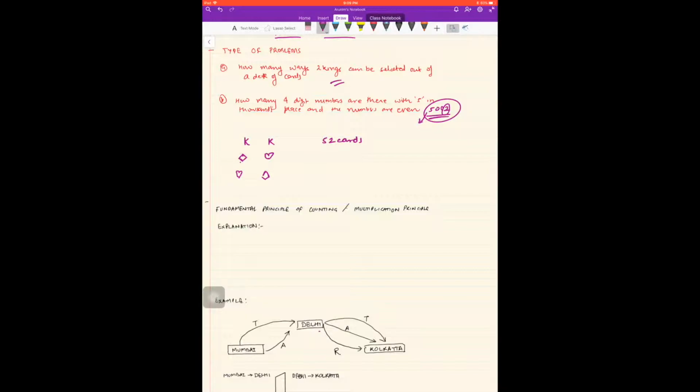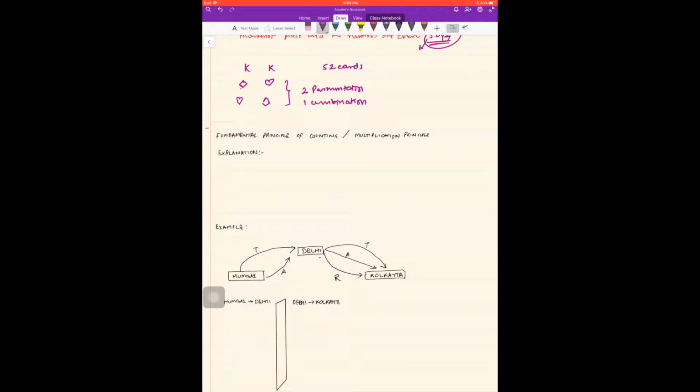While if you take combination, both are the same. Both of these would mean the same thing. We don't differentiate between them. So there are two permutations, as you can see, but only one combination. So this is the difference.